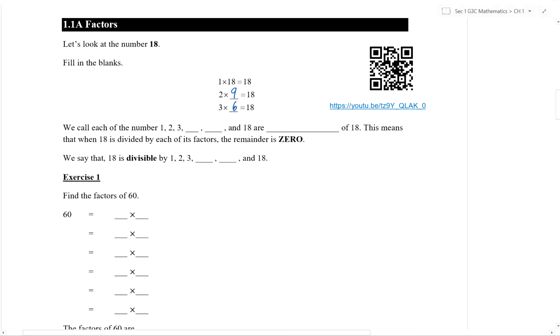Simple. We call all these numbers that have appeared, 1, 2, 3, 6, 9, and 18, what do we call them? Factors. When do you learn this? Which level in primary school? Primary 3.